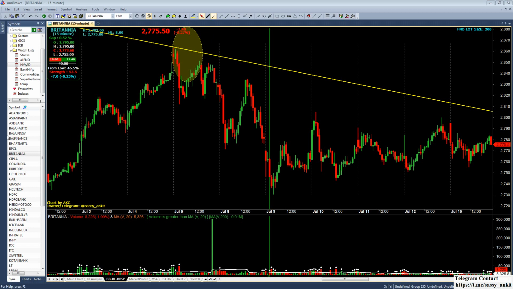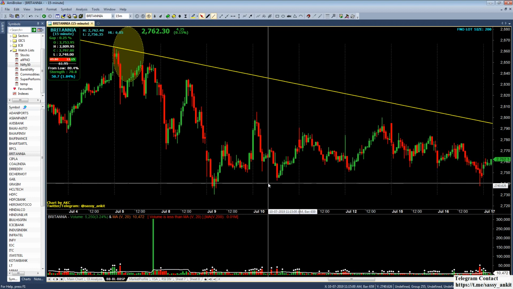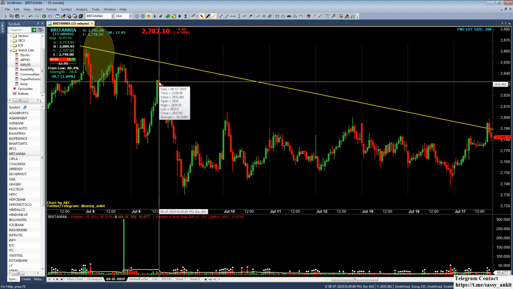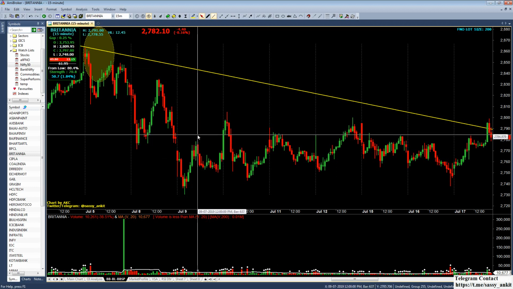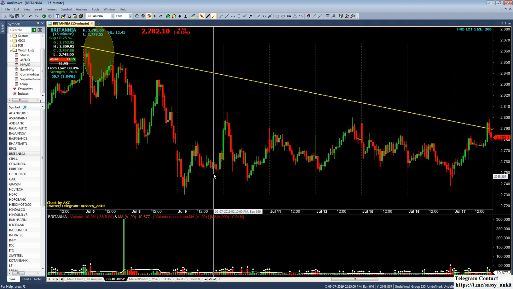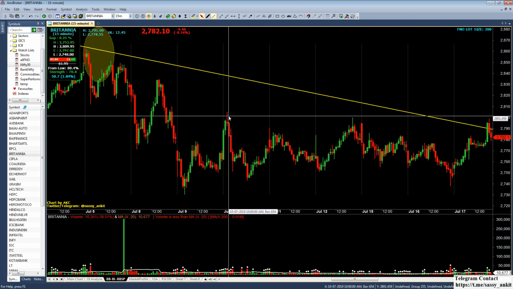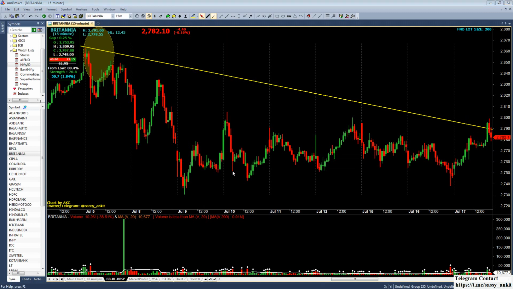Then after that, the price came down, tries to go down but is unable to go down and bounces back up. As you notice, the price is unable to break this low.